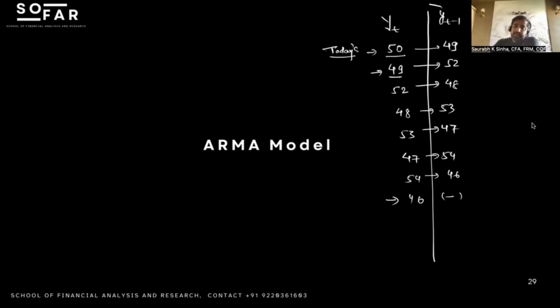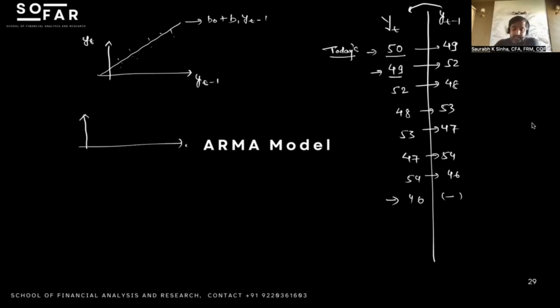So when you regress these two and try to plot Yt minus 1 on the x-axis and Yt on the y-axis, you will find a line, and that line equation is beta naught plus b1 into Yt minus 1. When you plot Yt against Yt minus 1, you will see a line. But when you plot y against time, what will you see?